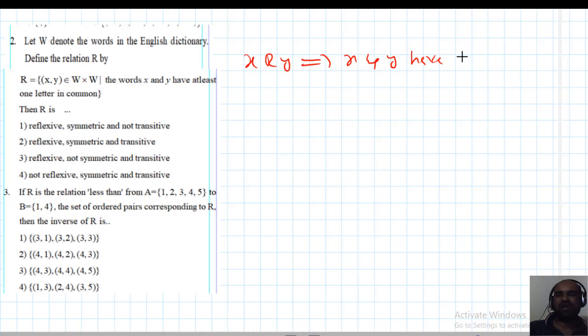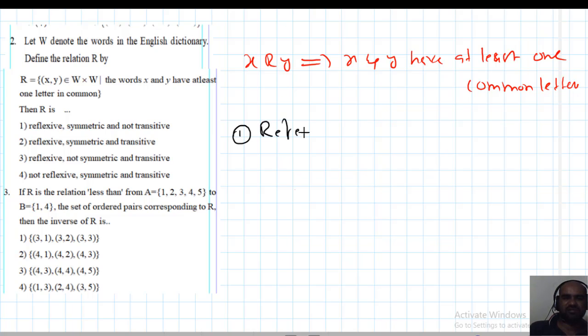have, or will have, at least one common letter. Now you want to check what type of relation this is. First of all, I want to take reflexive. x related to x means x and x will have at least one common letter. I will write a symbol for that. The meaning of that is they will have at least one common letter.